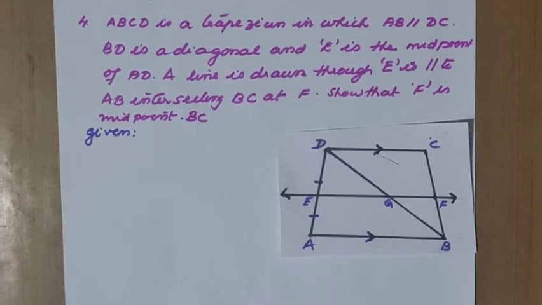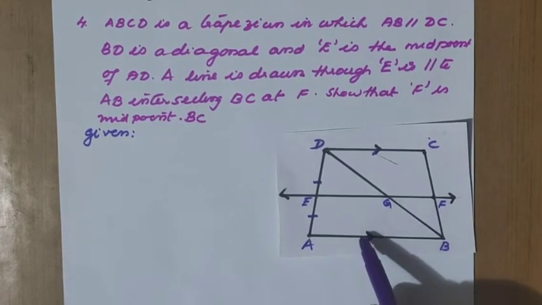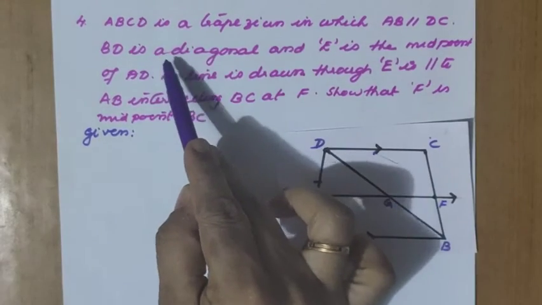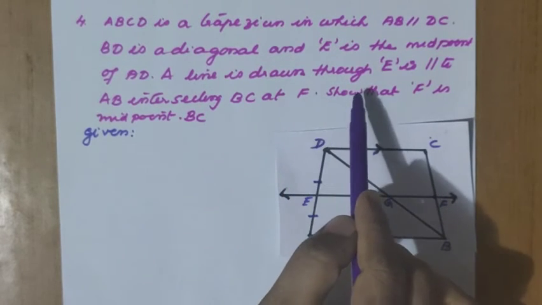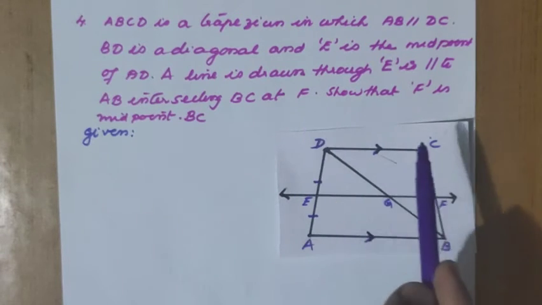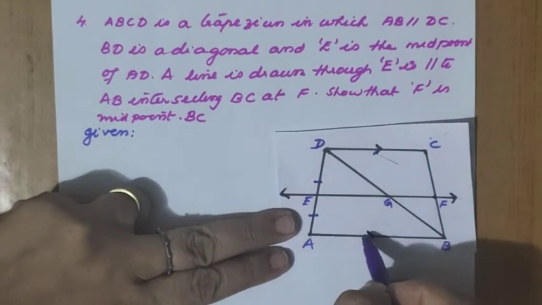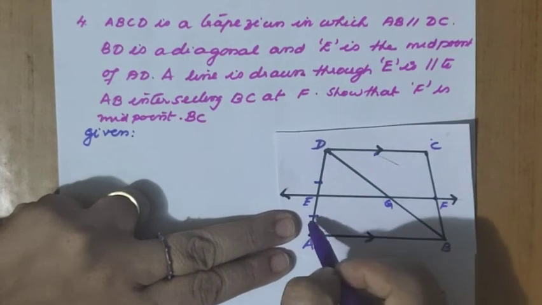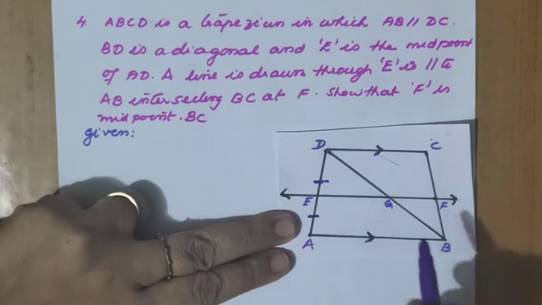Chapter 8 Quadrilaterals, Exercise 8.2, Question number 4. ABCD is a trapezium in which AB is parallel to DC, BD is a diagonal, and E is the midpoint of AD, and a line is drawn through E parallel to AB intersecting BC at F. Show that F is the midpoint of BC. So here AB is parallel to DC, E is the midpoint, so AE equals ED.